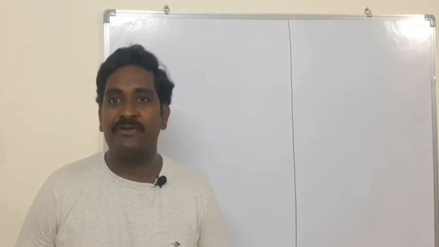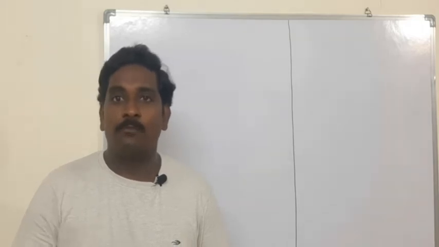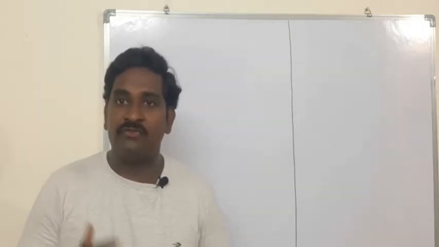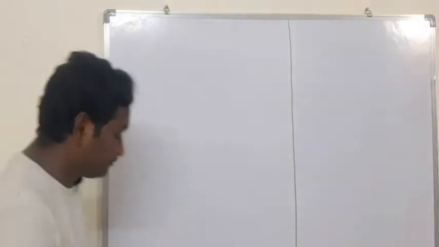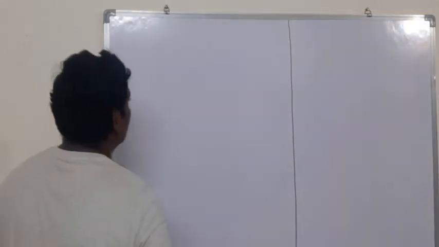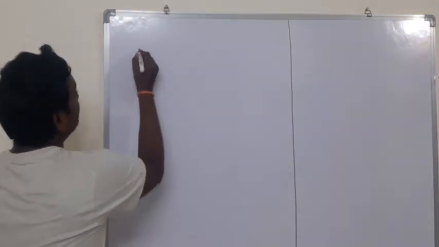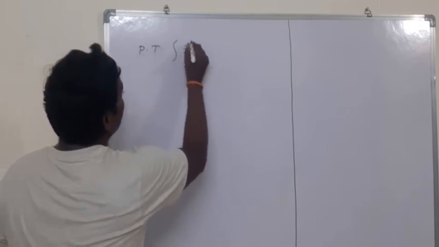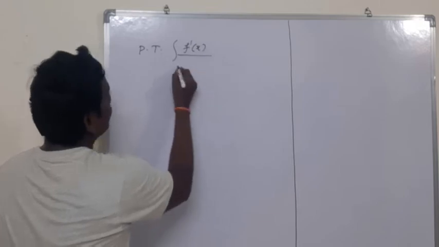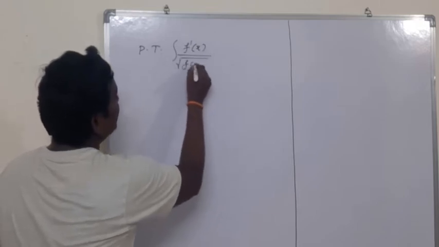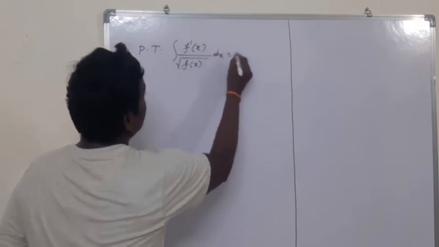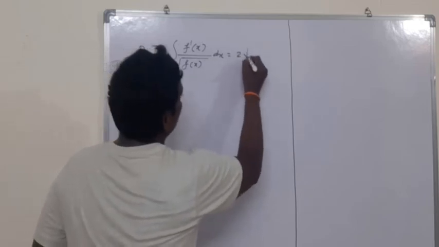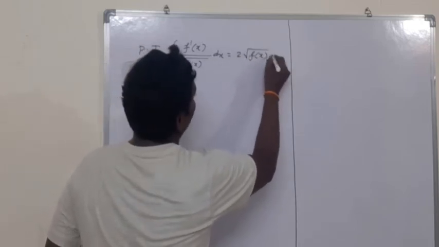In the previous video, we discussed the formulas on integrations. In this video also, I will give some more formulas on integrations which are very important. Today's first formula is: prove that integration of f dash of x by root over f of x dx is equal to 2 root over f of x plus c.